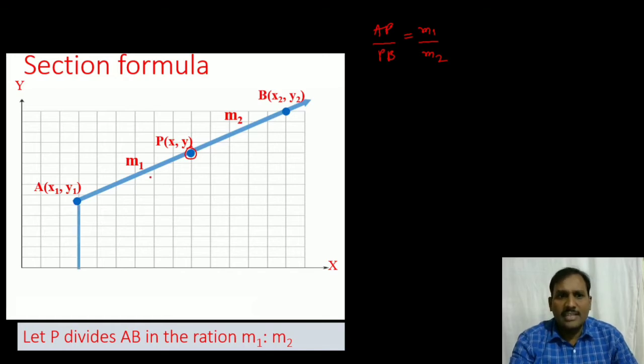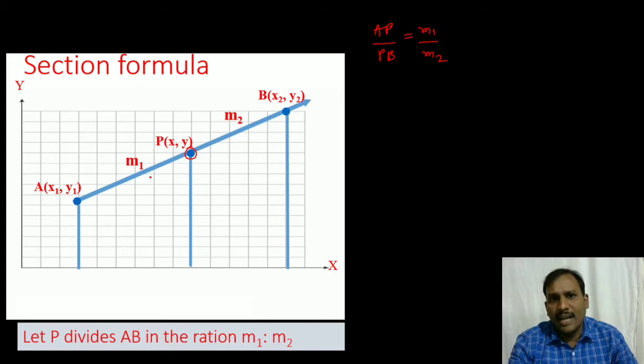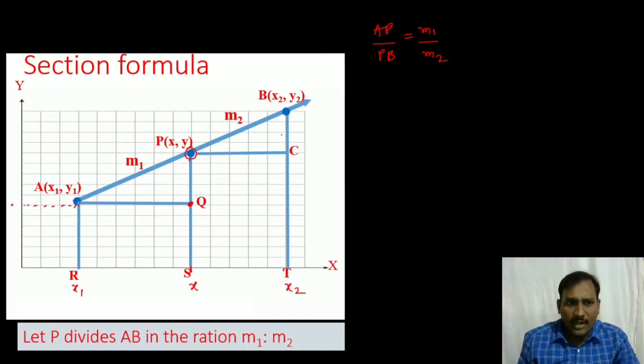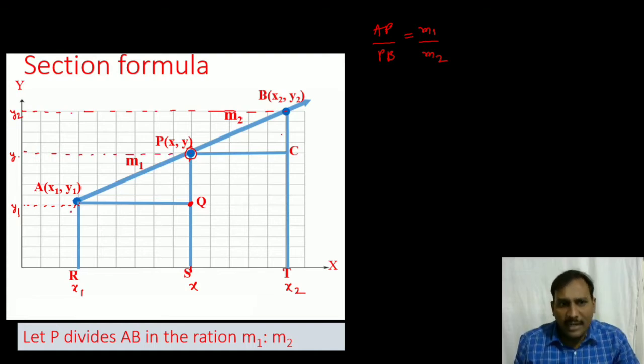Now let us draw perpendiculars from A, P and B and name them as AR, PS and BT. Now draw a line AQ parallel to RS and PC parallel to ST. If you observe here, what is this indicating on x-axis? It is x. And what about this value? It is x1. And this value is x2. And when you take on y-axis, this is y1 and this is y and this is y2. So it is indicating y2 on y-axis, this point. And this is indicating y. And this is y1.